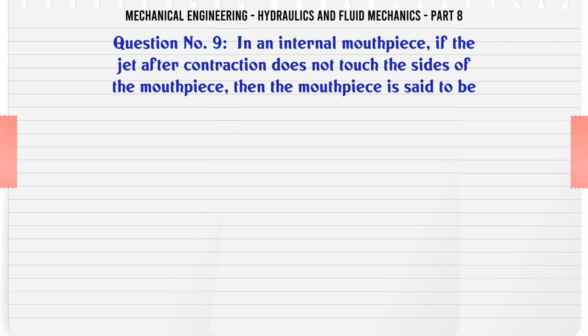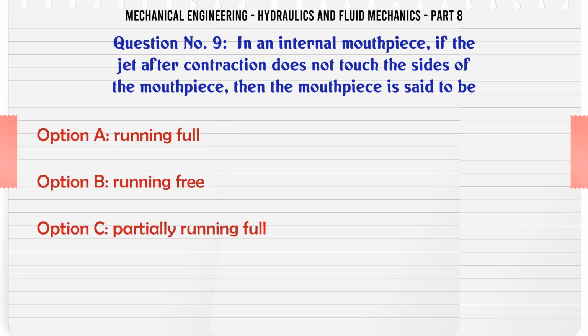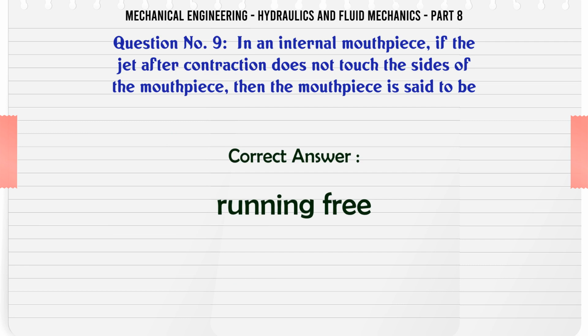In an internal mouthpiece, if the jet after contraction does not touch the sides of the mouthpiece, then the mouthpiece is said to be A. Running full, B. Running free, C. Partially running full, D. Partially running free. The correct answer is running free.